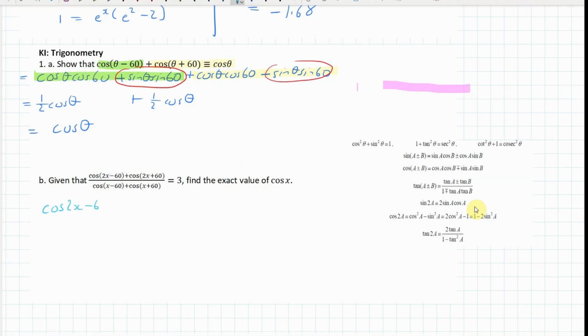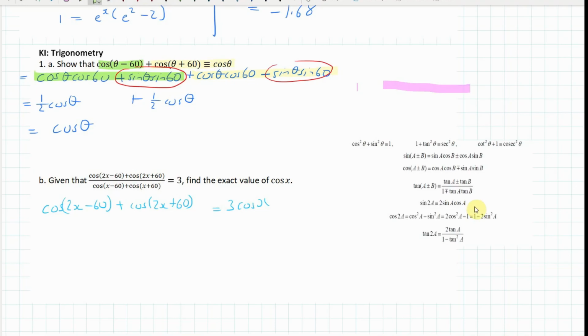cosine (2x minus 60) plus cosine (2x plus 60), all over cosine x, not theta because we're doing x's this time, equals 3. Or I could even just go straight to moving that cosine x straight across to the other side, equal to 3 cosine x.